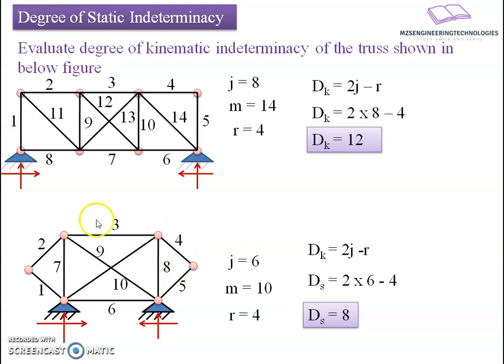From the geometry, 8 is there. From the equation we are going to say 8 deformations are available. So refer to this as a Dk instead of Ds. The degree of kinematic indeterminacy is said to be here 8 for this second structure.